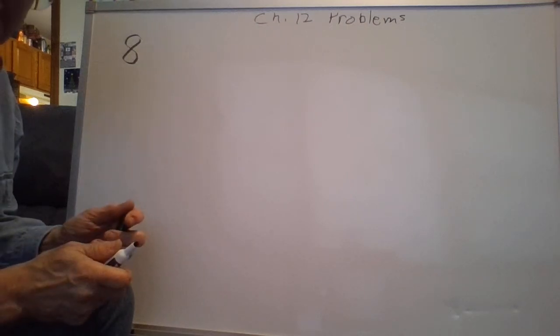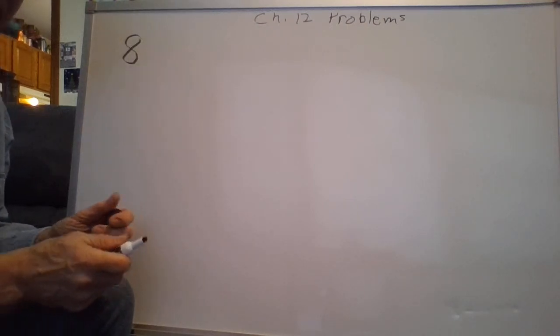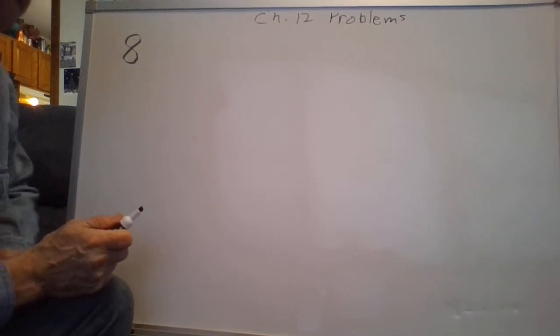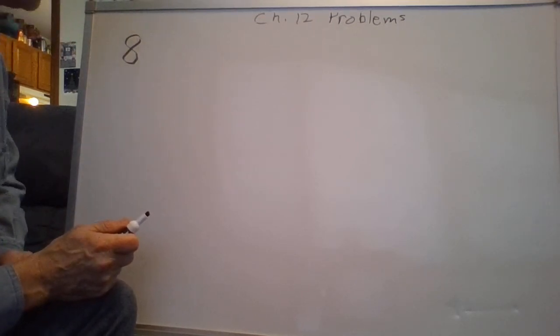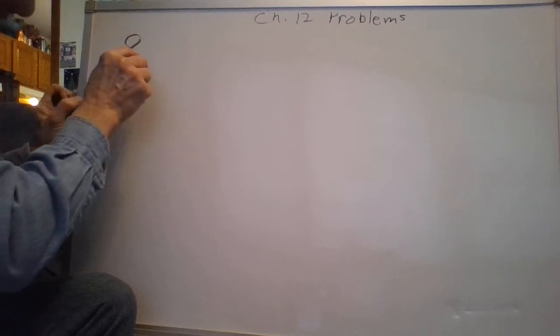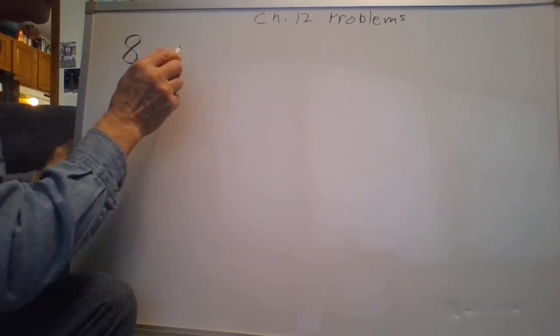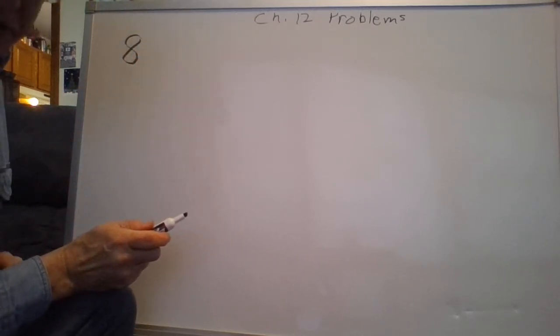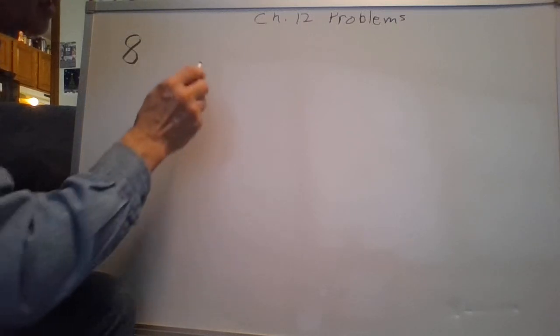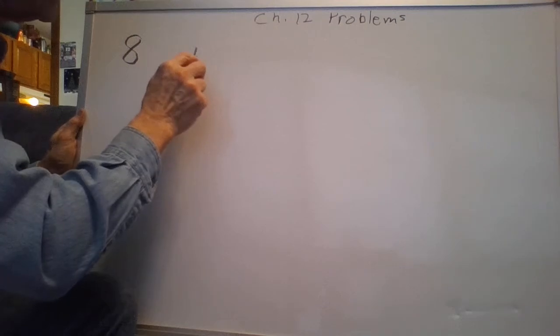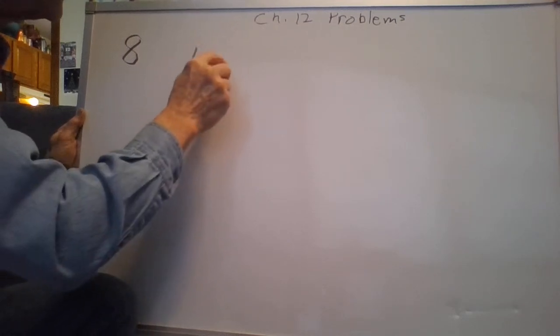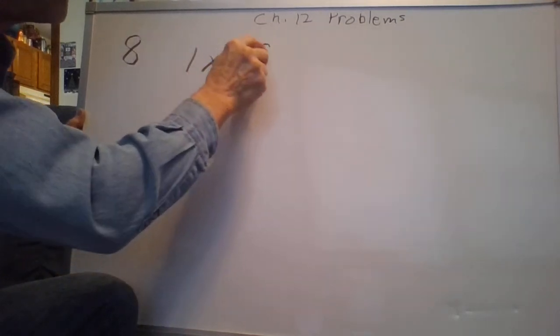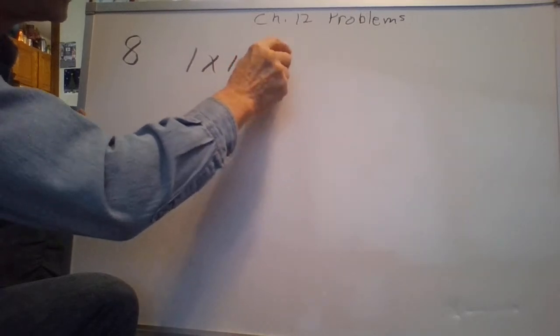Number 8 says trombones playing at 95 decibels. Bones rule. I was a trombone player. 95 decibels, well, I know that would be 1 times 10 to the, it would actually be 1 times 10 to the 9.5 power. You see what I did there?